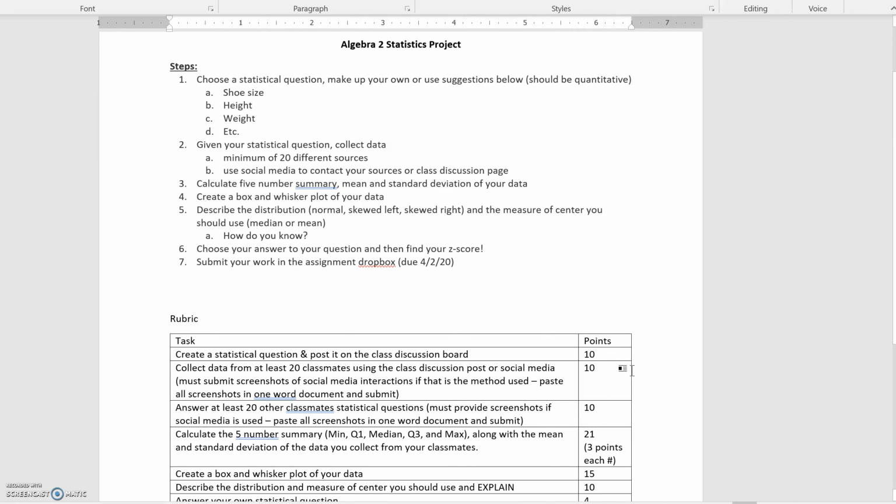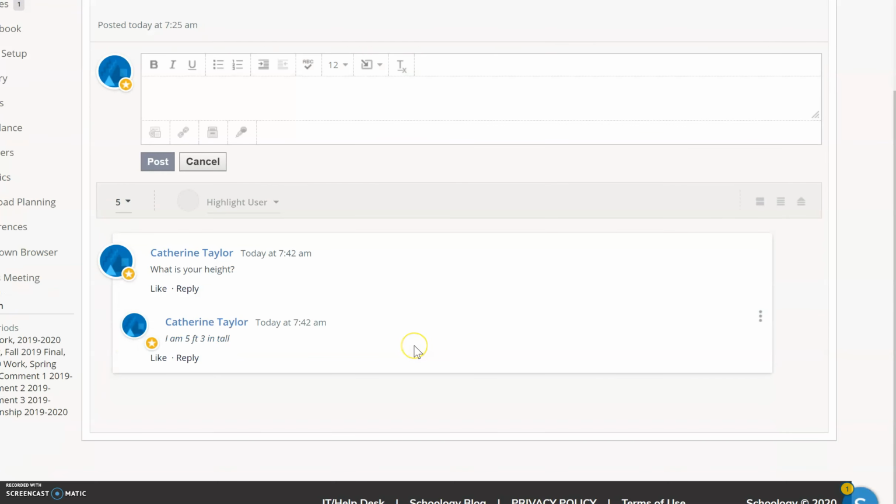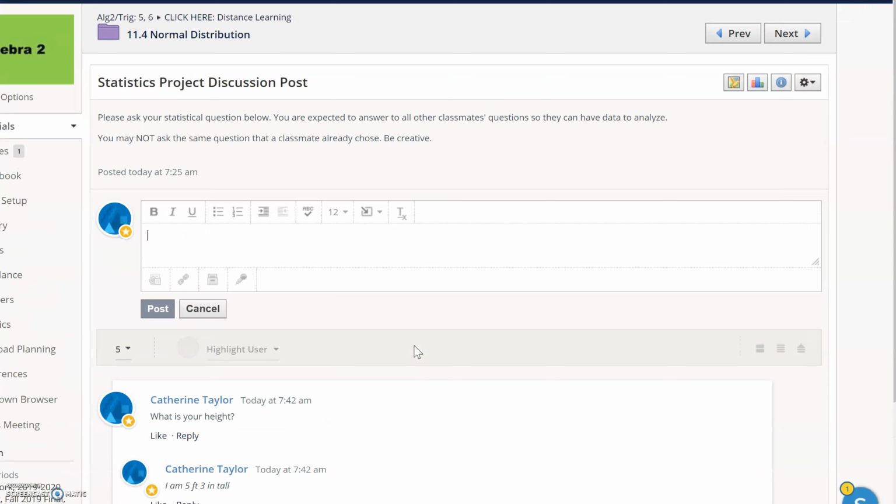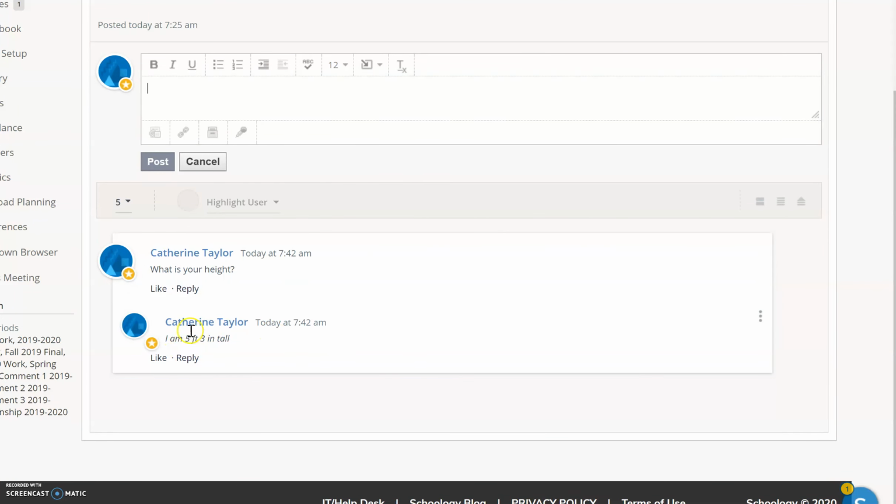Once you have your statistical question, you are going to collect data on it. You first need to post your question in some way, either on the discussion post or on social media. You need a minimum of 20 different people answering your question. I recommend you get that mostly from your classmates. If you're using social media, that is fine. I also have this discussion post created, so you're welcome to just reply, but even if you're using social media, you need to post your question on the discussion post.